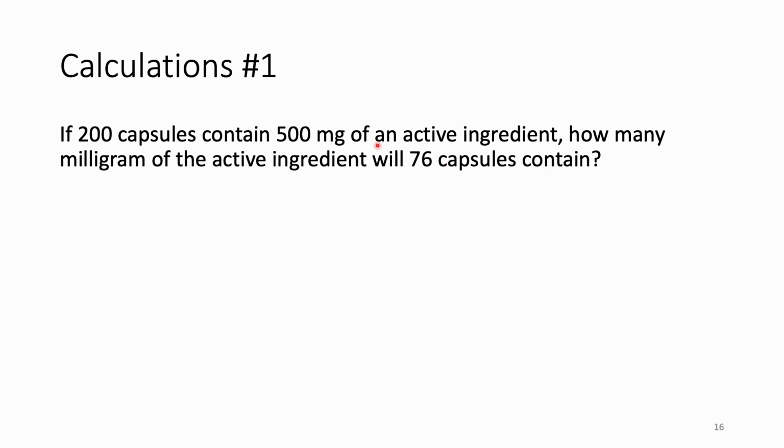So in calculation number 1, if 200 capsules contain 500 mg of an active ingredient, how many milligrams of the active ingredient will 76 capsules contain? This one, you can use a proportional method. For 200 capsules, you contain 500 mg of an active ingredient. So if you have 76 capsules, how much will contain the ingredient?